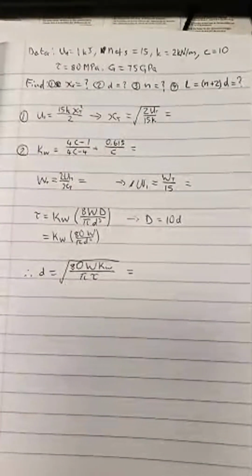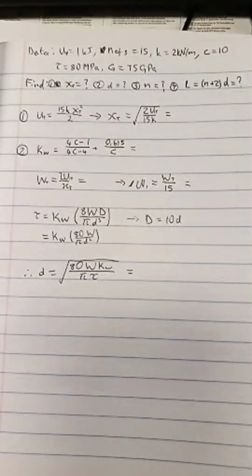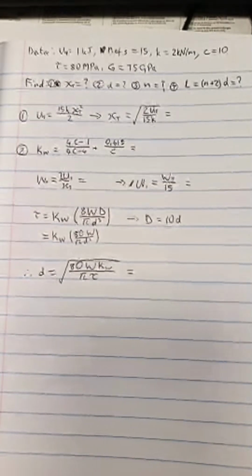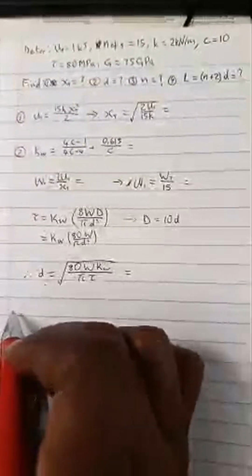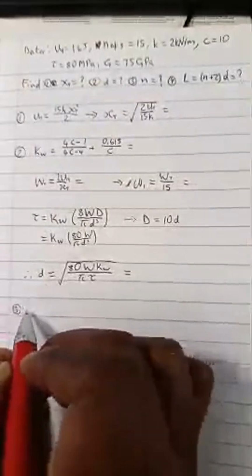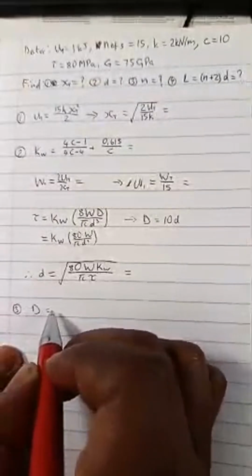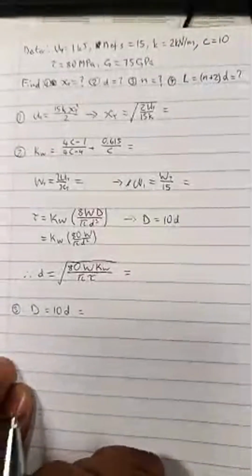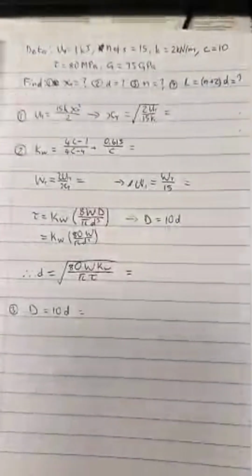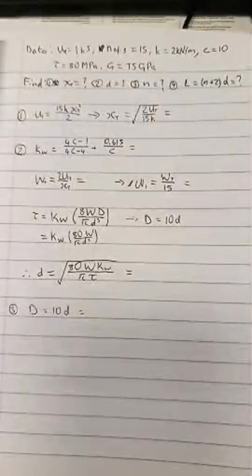So the next question says the number of coils in each spring. If you want the number of coils, remember we already have small d, so now we'll be able to find capital D, which is just 10 times small d, and that will help us get N.